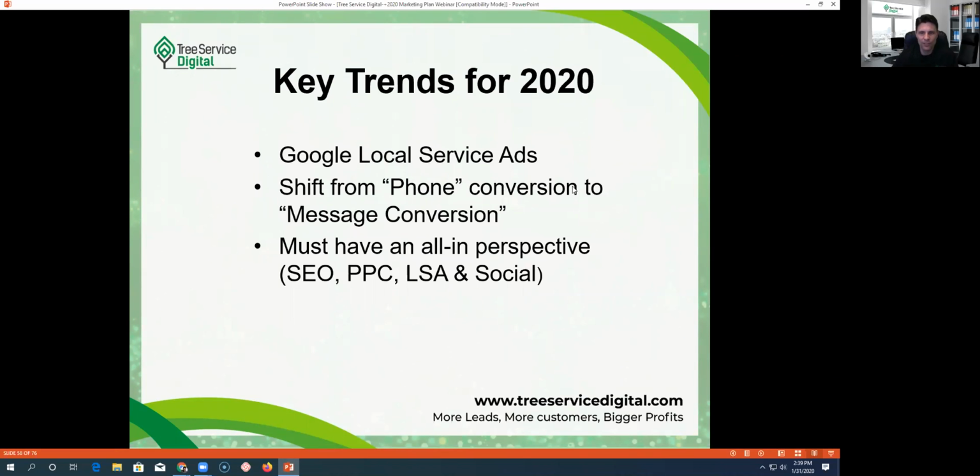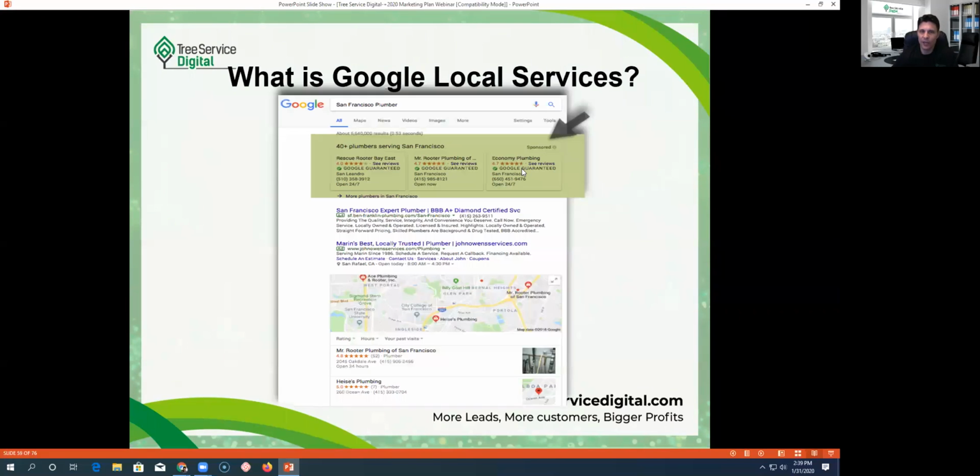There's been a shift from phone conversion to message conversion. So if you are good at texting, and you have a text app with your business line, that's really powerful, because you can tell people, hey, I'm on the way. A lot of these customer relationship management tools, like Arbor Gold or Jobber, have some of these built-in services, and it really helps you communicate with your clients. But you must have an all-in-one perspective: get your website right, your search engine optimization, your PPC right, your local service ads that I just showed you, the Google guaranteed, and your social media, YouTube, different things like that. All those things are going to help you get more calls.